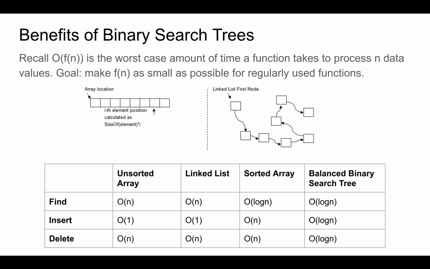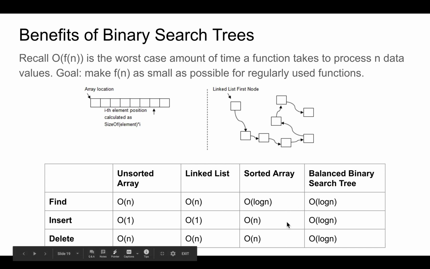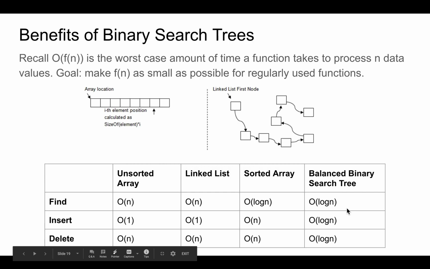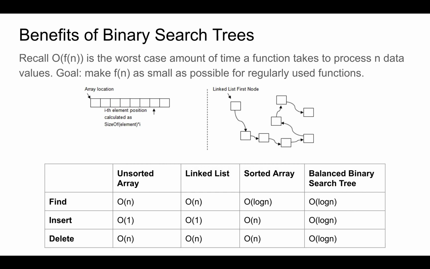If you're dealing with a static set of data that you are never going to change, never going to insert or delete data values, then using a sorted array is just as good as using a binary search tree. However, if you ever do want to insert new data or delete old data, then an array is not what you want to use. You'd instead want to use a balanced binary search tree, which is what we'll be talking about. A balanced binary search tree can find, insert, and delete data points in log n time. And remember, log n time is so much smaller than n, which is a great benefit.